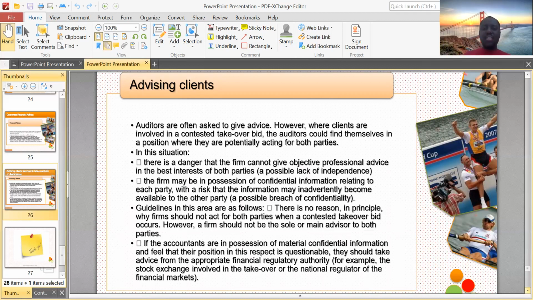So in advising clients, very, very important when it comes to takeover bids, there's a danger that the auditor might not give objective professional advice, especially when the involved parties are the audit firm's clients. And there's also a danger of a possible breach of confidentiality. So that's always something to look out for.